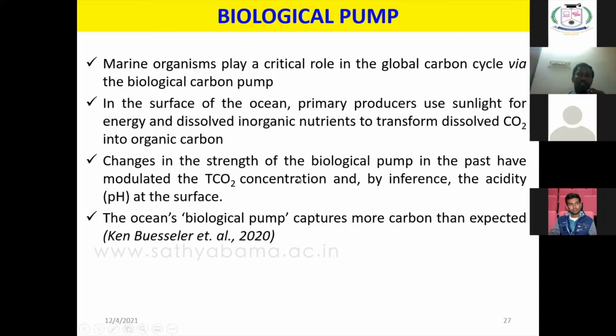Of course, changes in the strength of the biological pump in the past have modulated the total carbon dioxide concentration and, by inference, the acidity at the surface, and the ocean's biological pump captures more carbon than expected. This has been reported by Ken Buesseler et al. in the year 2020.